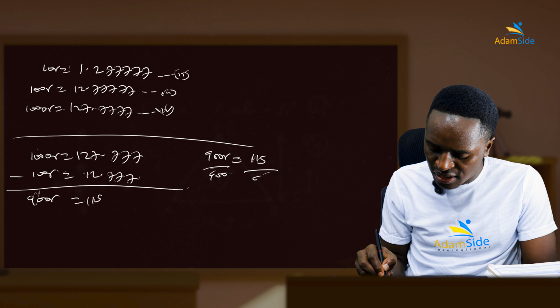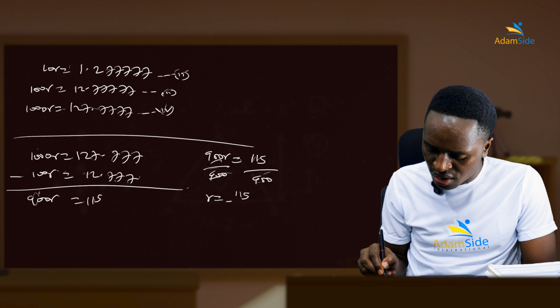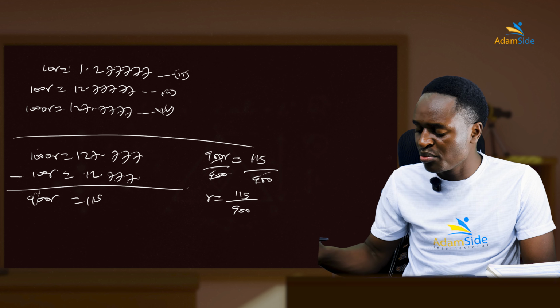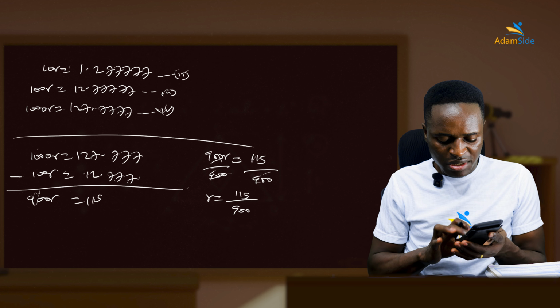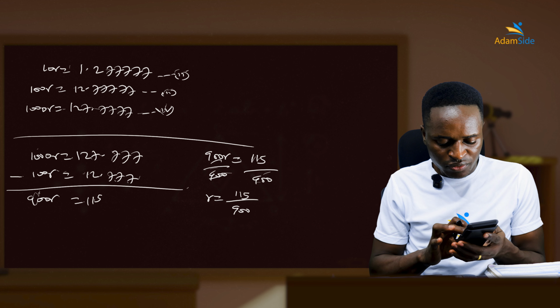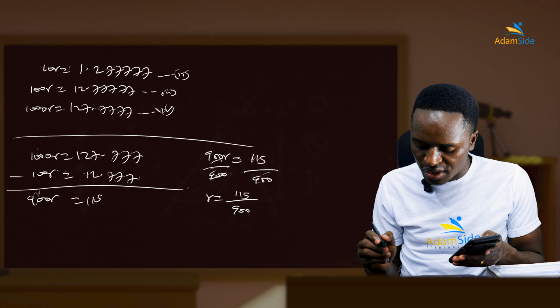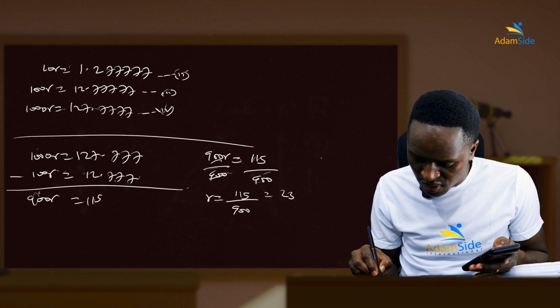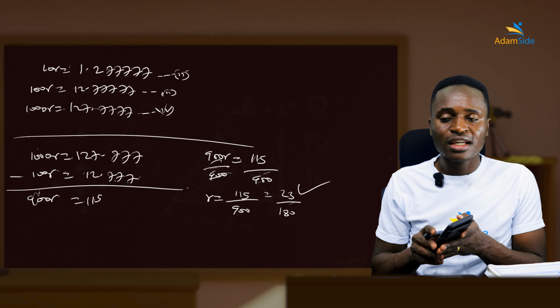Divide by 900. So r is equal to 115 over 900. Then simplify. If you get 115 divided by 900, what do you get as a fraction? You can simplify. It is the same as 23 over 180. So you can see it can be simplified.